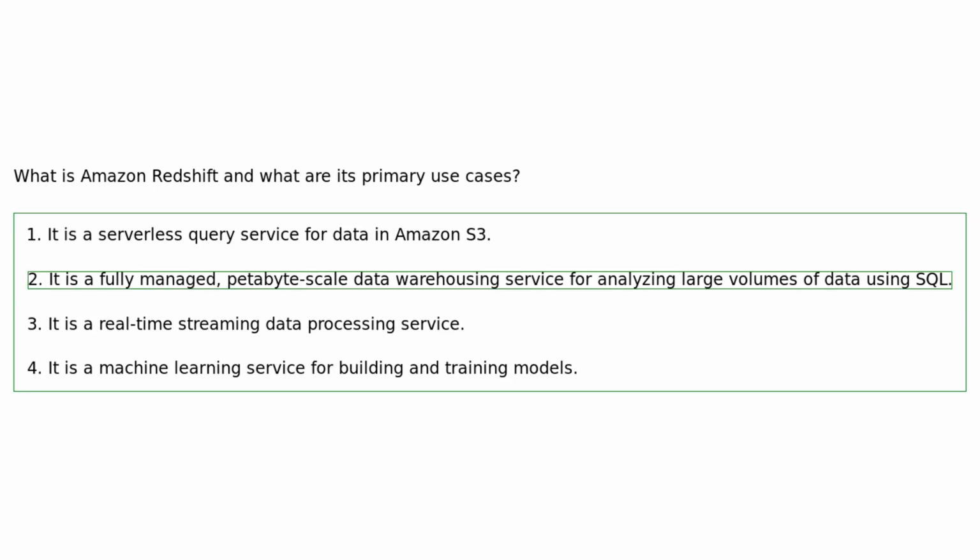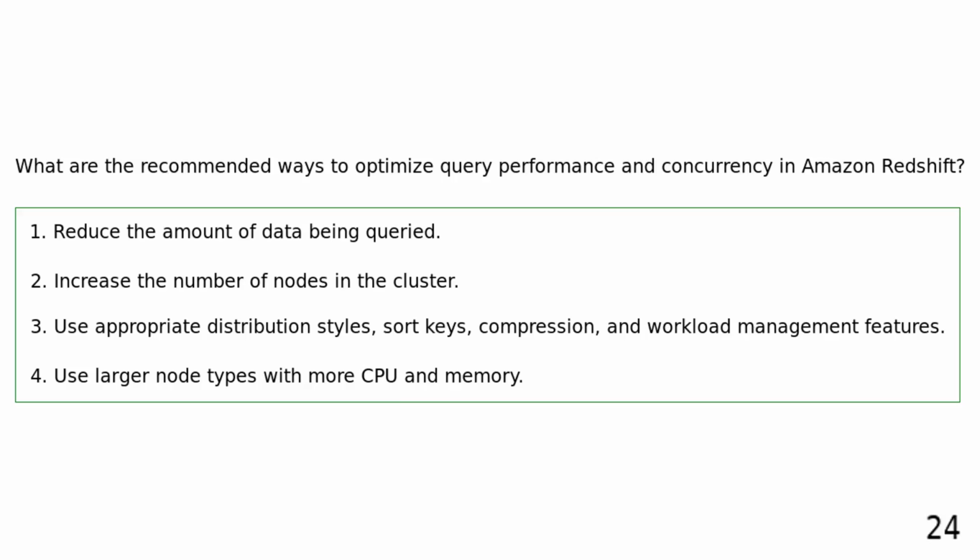Amazon RedShift is a data warehousing service designed for running complex queries on structured and semi-structured data sets, making it suitable for business intelligence, data analysis, and reporting use cases. What are the recommended ways to optimize query performance and concurrency in Amazon RedShift?